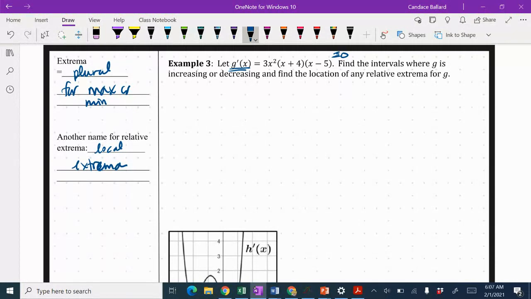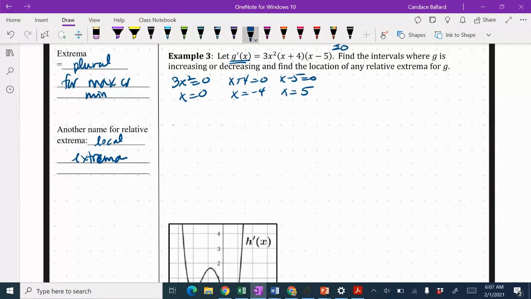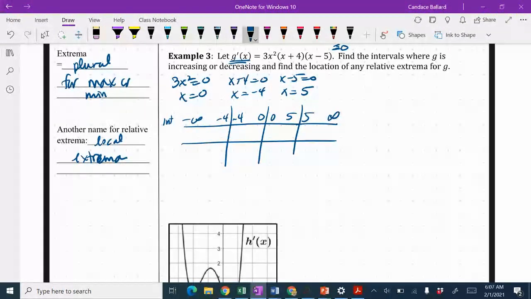So my critical numbers would be 3x squared equals 0, x plus 4 equals 0, and x minus 5 equals 0. Dividing by 3 and taking the square root, it would be 0. x equals negative 4 and x equals 5. So this means that I'm going to get out my sign chart for this. I've got my intervals: negative infinity to negative 4, negative 4 to 0, 0 to 5, and 5 to infinity. I'm going to pick my x values.